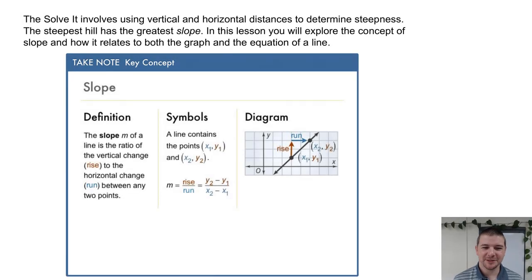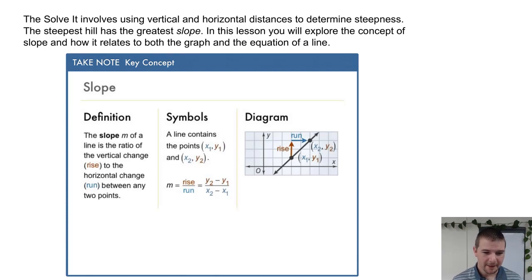The solvent includes using vertical and horizontal distances to determine steepness. The steepest hill has the greatest slope. In this lesson, you'll explore the concept of slope and how it relates to both the graph and the equation of a line. So here's our key concept, slope. This will also serve as your definition for slope.